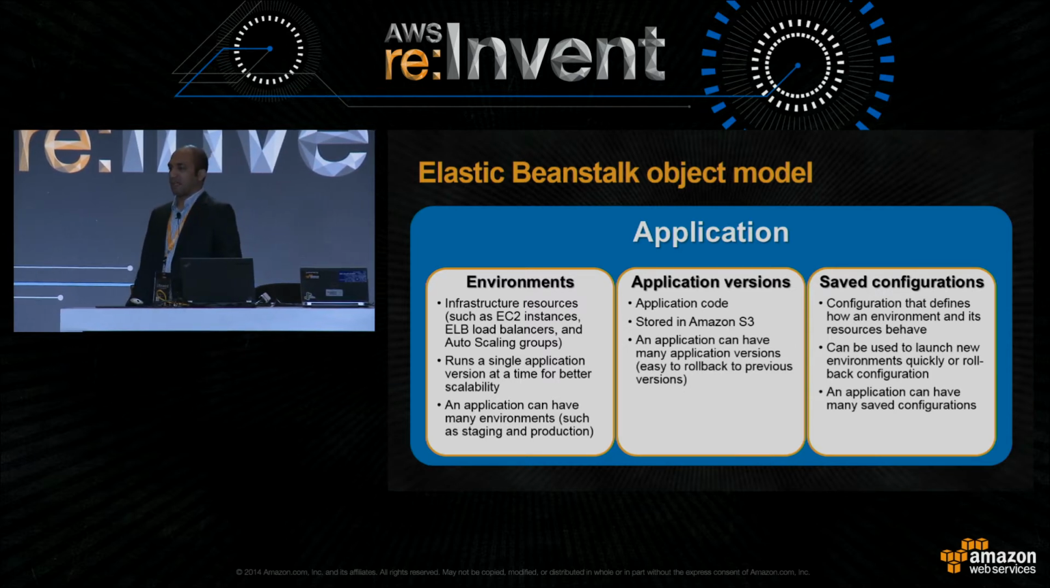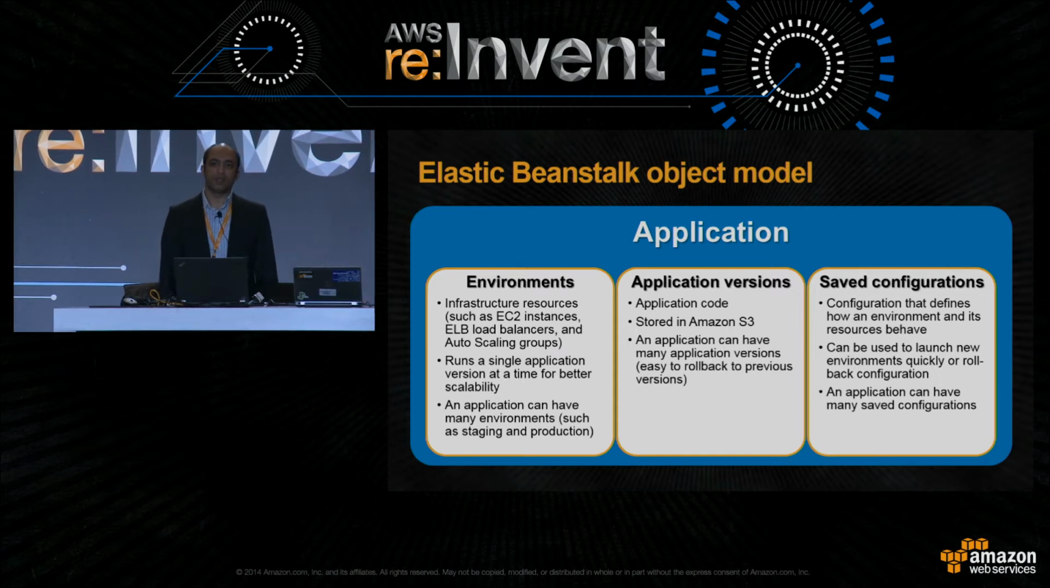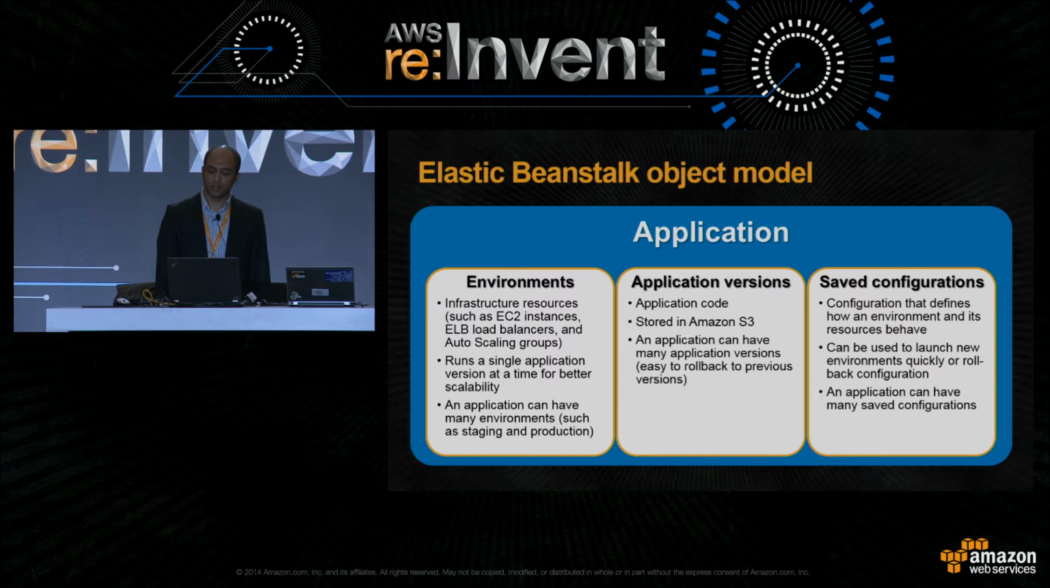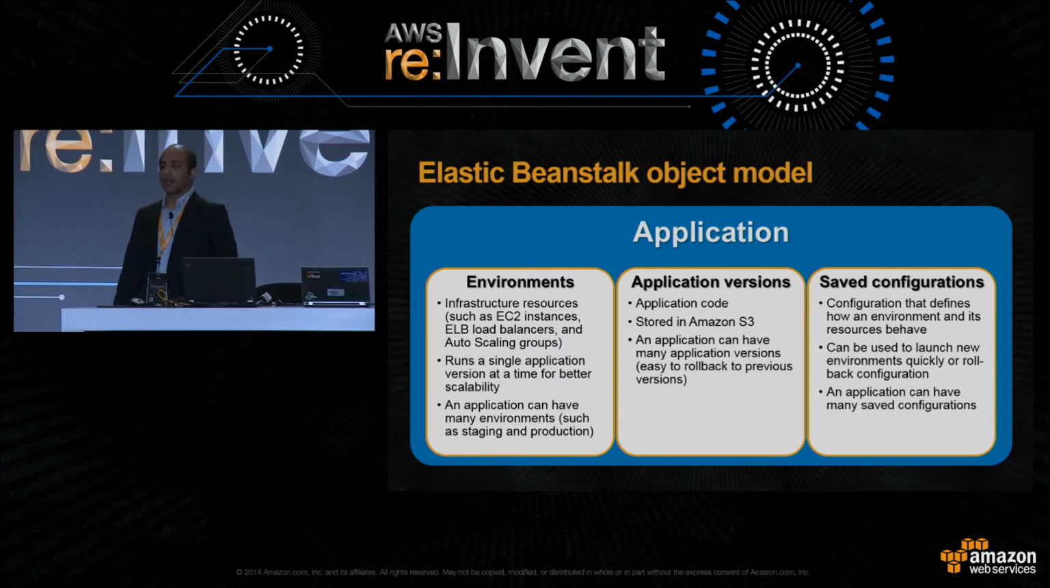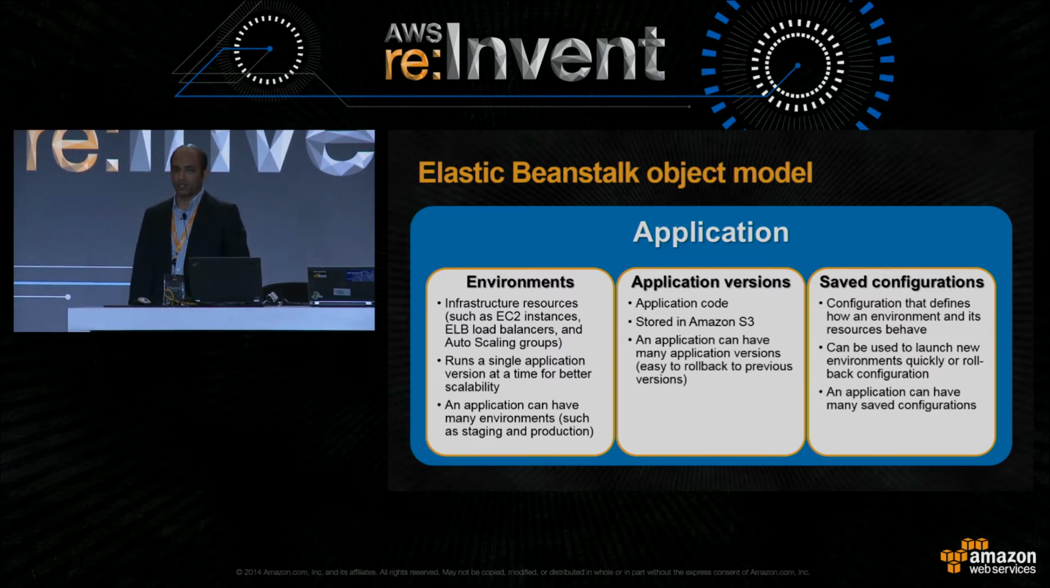Then we have application versions. What this is really is application code. It's stored in S3, so it's highly available. And an application, again, can have many application versions. Specifically, we use these to allow you to do easy rollbacks. If you've deployed a version that's bad, you don't ever have to go figure out what was the previous version that was deployed. We show it very easily to you on our dashboard, and you can roll back.